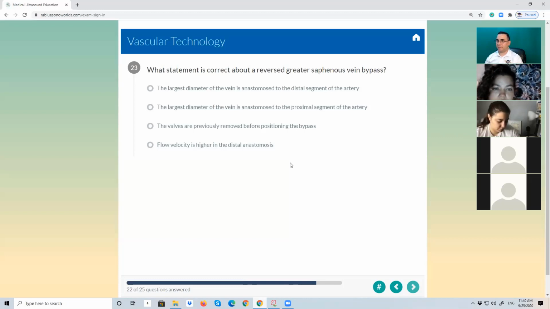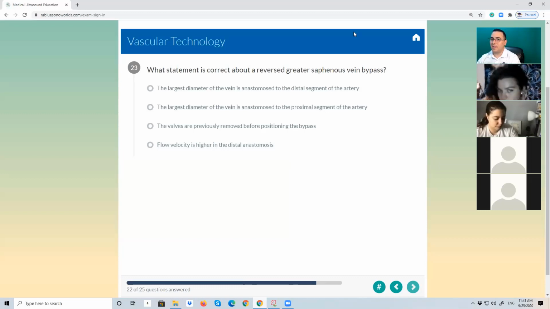The largest diameter of the vein is anastomosed to the distal segment of the artery. Yeah, it makes sense. In normal conditions, the largest diameter of the vein is probably on top, right? Because this is reversed, now it's just going to be like this. The largest diameter of the vein is going to go upside down to the distal section of the artery, right? Makes sense. And remember, the valves in here are going to remain in place.